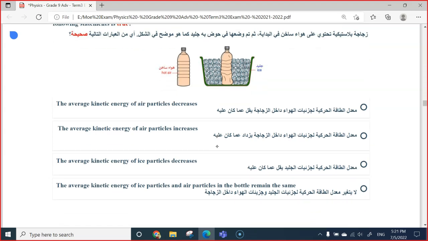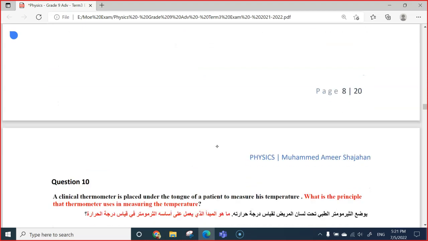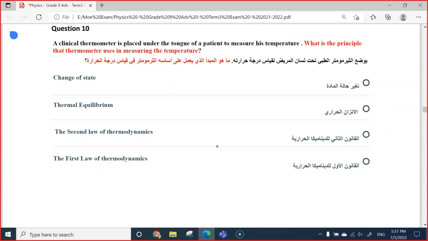First one, the average kinetic energy of air particles decreases, because when it is kept in the ice, the temperature of the air particles decreases. Temperature decreases means average kinetic energy of the air particles decreases. So this is the correct answer here. The average kinetic energy of air particles decreases because temperature decreases.